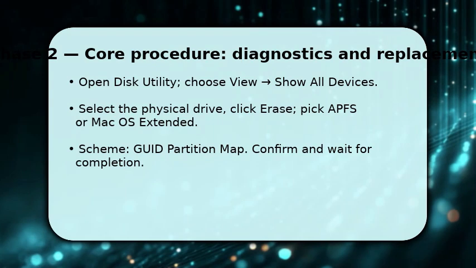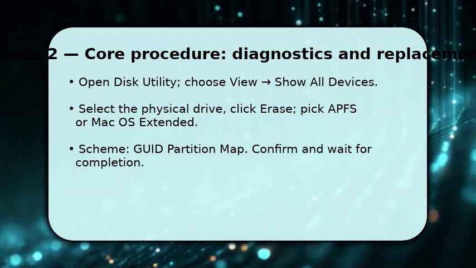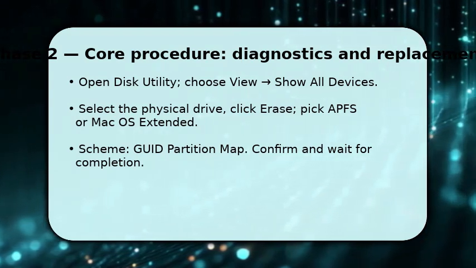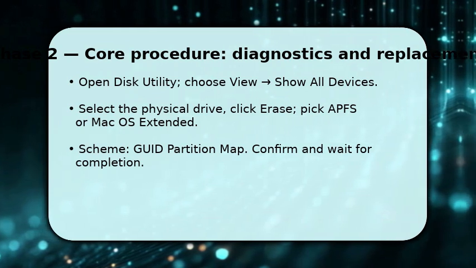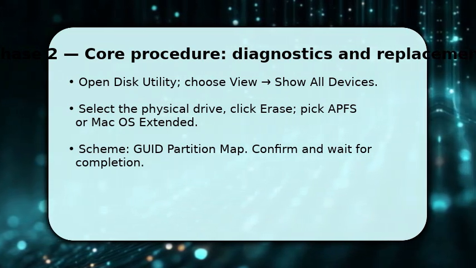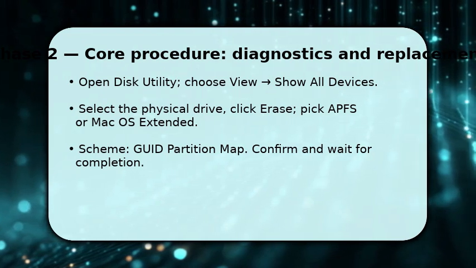You now walk Disk Utility step by step to erase and reformat the drive. First, choose View and Show All Devices so you can see the physical disk, not just volumes. That ensures you erase the correct target.